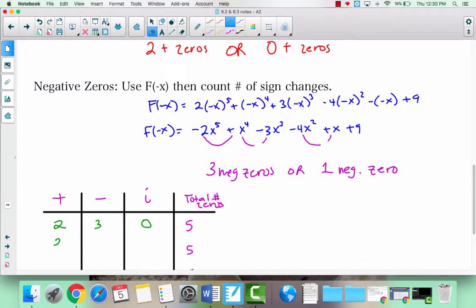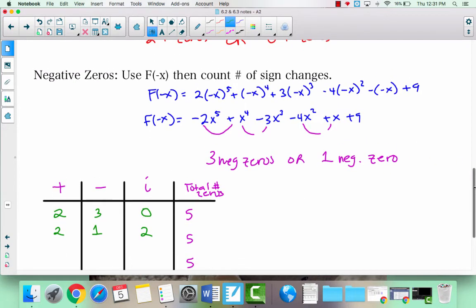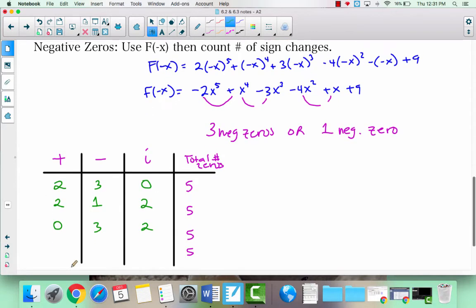I could also have 2 positive zeros and 1 negative. So that's a total of 3, which means I'd have 2 more zeros and they'd have to be imaginary. The next combination would be if I had no positive zeros and 3 negatives. That would leave us 2 imaginary numbers. And then lastly, 0 positives with 1 negative would leave us 4 imaginary numbers. And now this chart tells us how many of each type of solution that we could have.